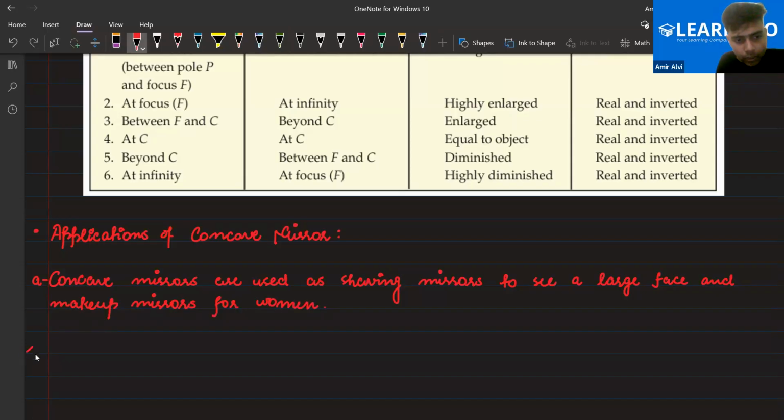Okay, B part is, concave mirror is used by the dentist to see the large image of the tooth, for treatment of whatever problem is there. So the dentist uses the concave mirror to see the large image of the teeth. Clear? Yes, sir.